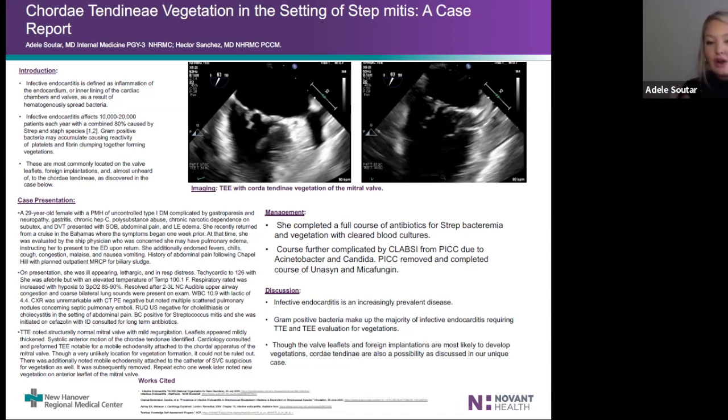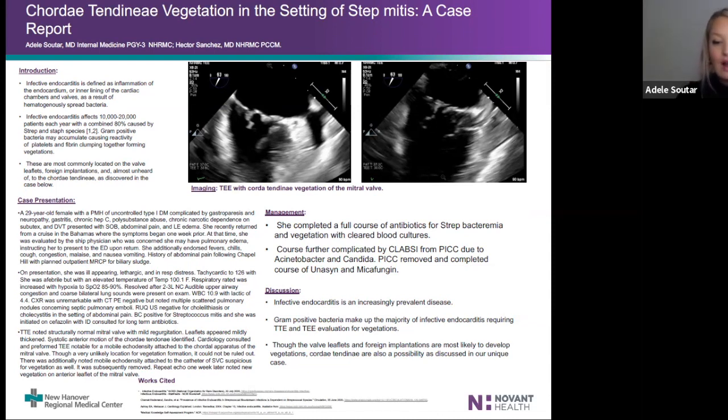For her further management, she continued her antibiotics and completed a full course until her cultures were cleared, and ID was following for that course as well. She also had a complicated course, which made her stay in the hospital a little bit longer. She had a Klebsiella infection from her PICC line, and then Acinetobacter and Candida. So she also had Unasyn and micafungin to treat those as well, which she cleared prior to discharge.